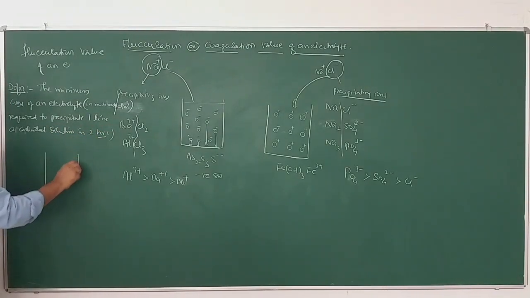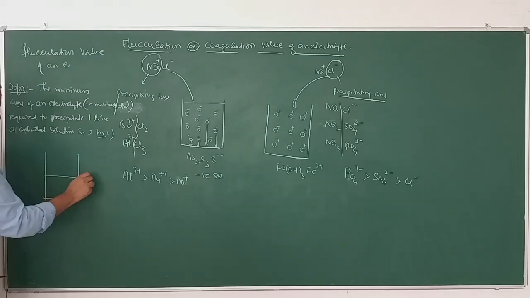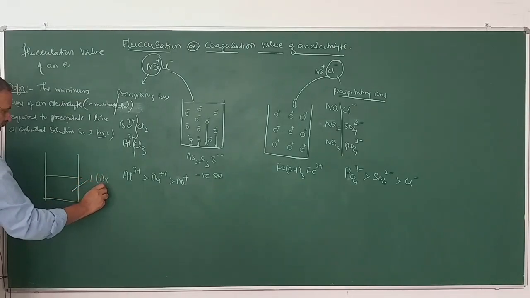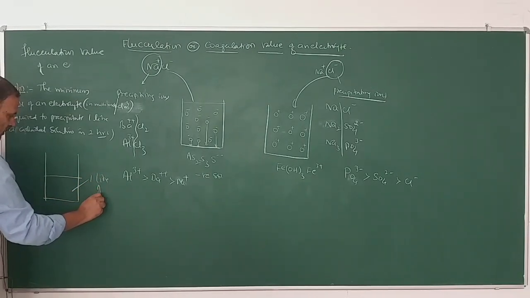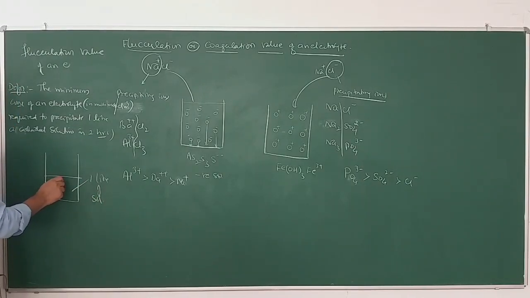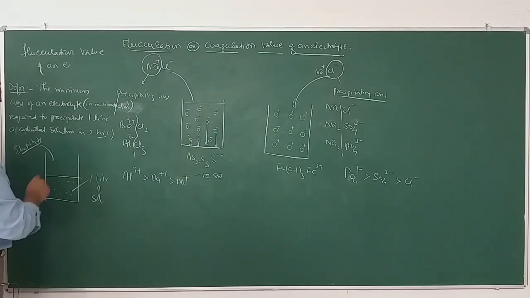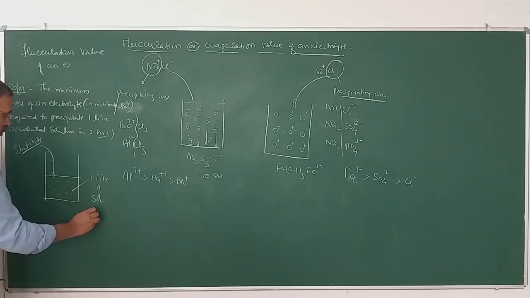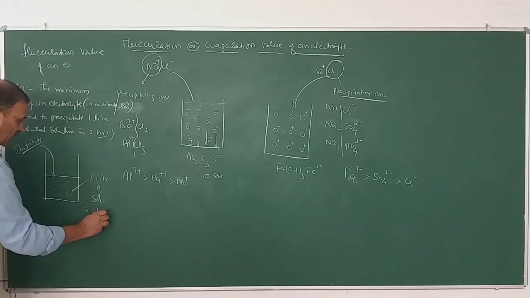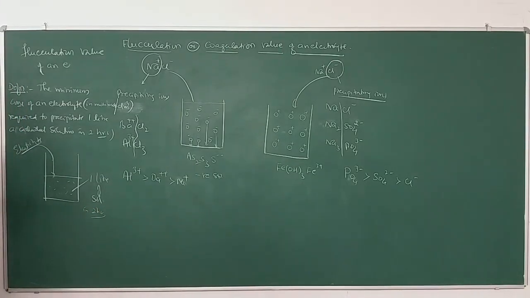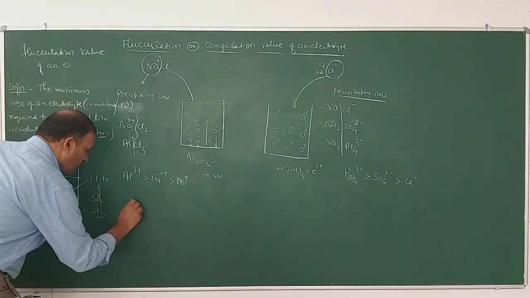So what is the meaning of this? I have got 1 liter of a colloidal solution or a salt. I have to precipitate this salt, so I have to add an electrolyte. So how much electrolyte is required for the precipitation of 1 liter of a salt in 2 hours? That is the definition of flocculation value or coagulation value.